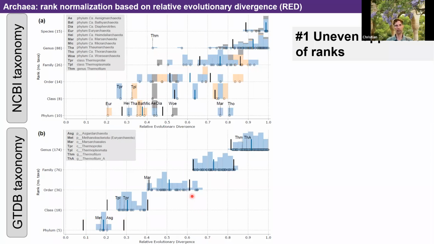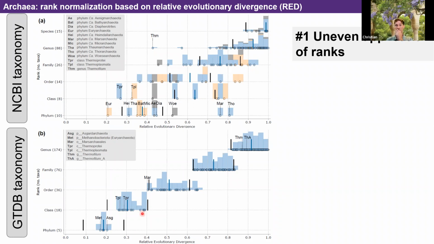But except for those few, all of them follow the red value very well. And you can see that the Mars archaeota we had here, after several iterations, were now assigned to an order, the order Mars archaeolis. So with this approach, using relative evolutionary divergence, the red value, we can fix this problem of uneven application of ranks and have a system, right?